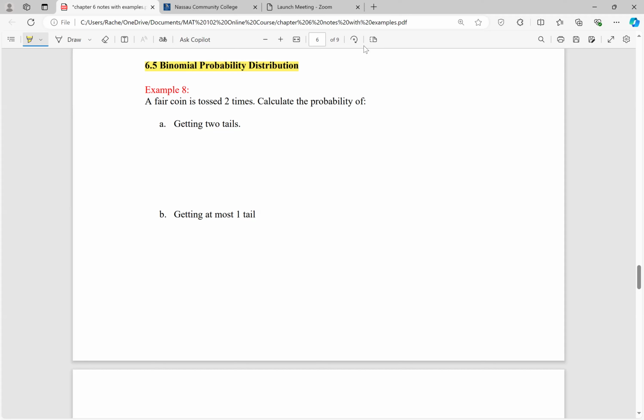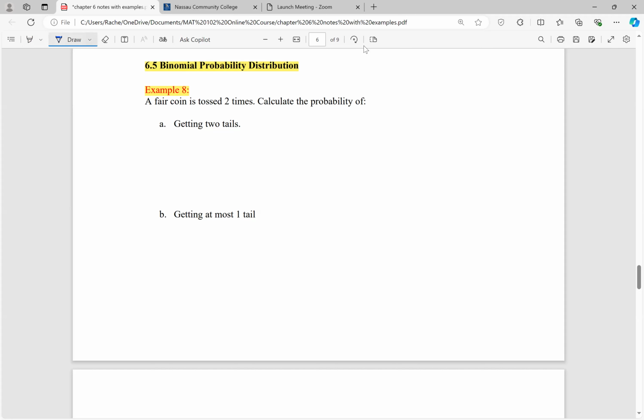But I think the nicest way to introduce this concept is to first do an example that you could do without even knowing that this is an example of a binomial probability. And then I'll make the connection. So let's look at example 8. A fair coin is tossed 2 times. Calculate the probability of A, getting 2 tails, and then B, getting at most 1 tail.